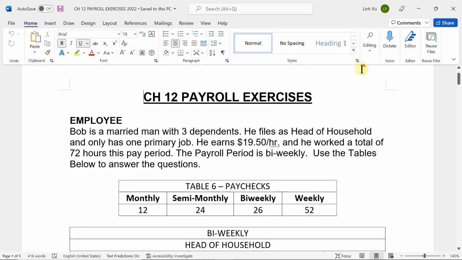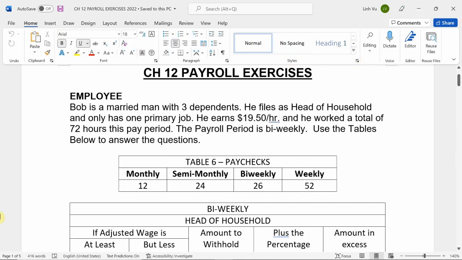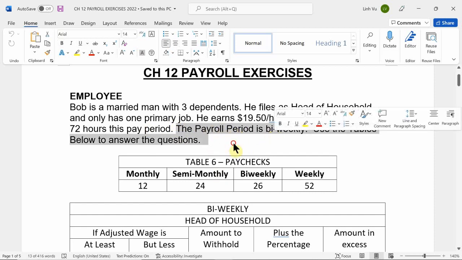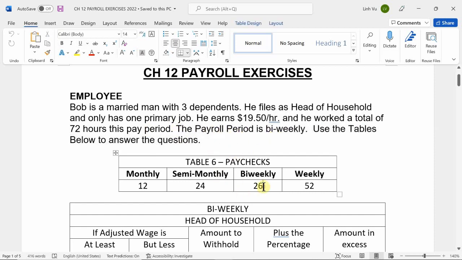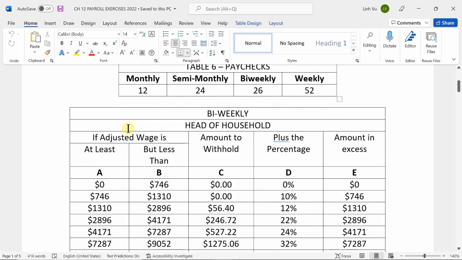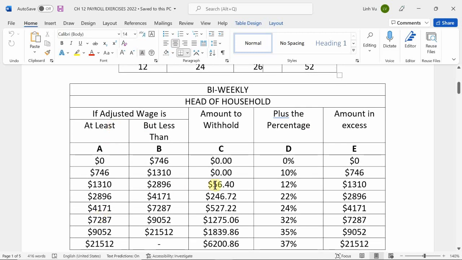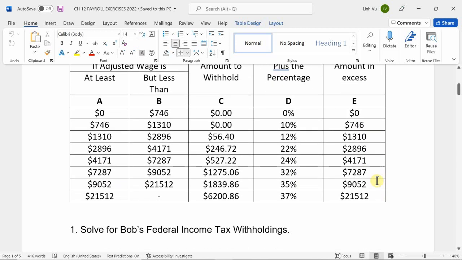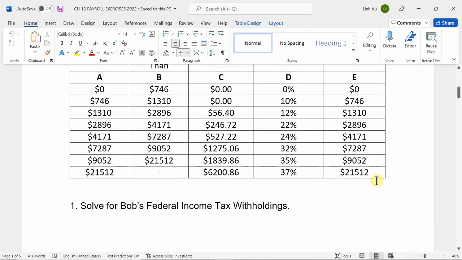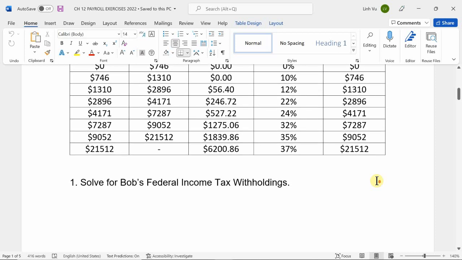So here's the table for how many pay periods there are in a payroll period. If it's monthly, you get 12 checks. If it's semi-monthly, you get 24. Bi-weekly, you get 26. So in this case, the payroll period is bi-weekly, so that means he's going to receive 26 paychecks. Okay. Here is the tax table for the bi-weekly head of household, okay? So again, this is how much money they earned, right? Let's go ahead and answer the questions so we can utilize this tax table, okay?